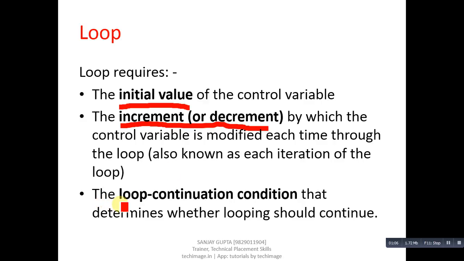The third part is the loop continuation condition, which is also known as the termination condition. The termination condition decides whether to repeat the loop or to terminate the loop. So we have to implement all these three parts for each type of loop.